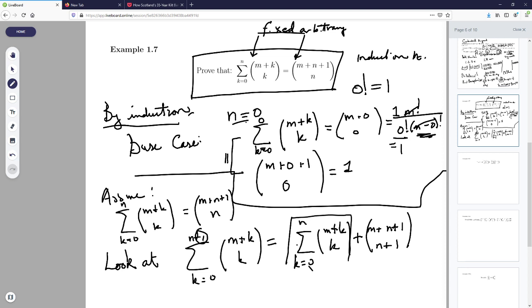So what should we do to this thing? What's the only thing you can do in an induction proof? Yeah, we apply the induction hypothesis. So what does the induction hypothesis say about this thing? Well, this thing is the horrible sum that we don't understand, but the good news is that we've assumed that it's equal to this other term here.